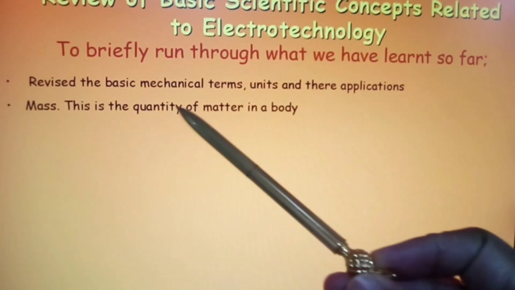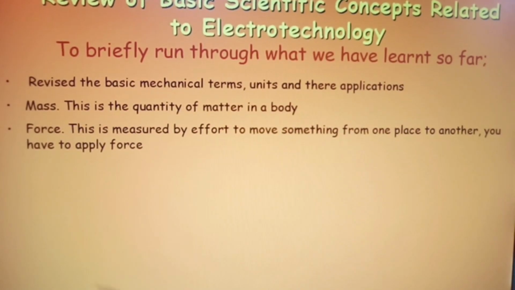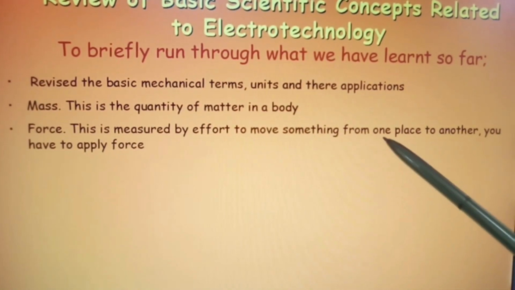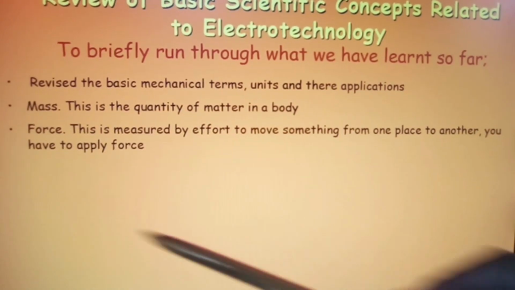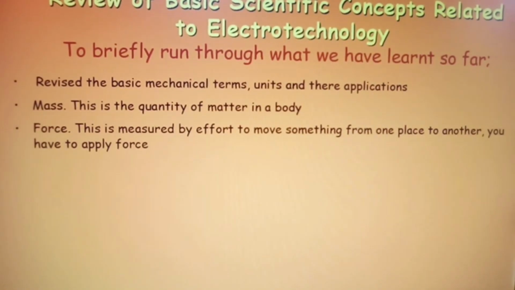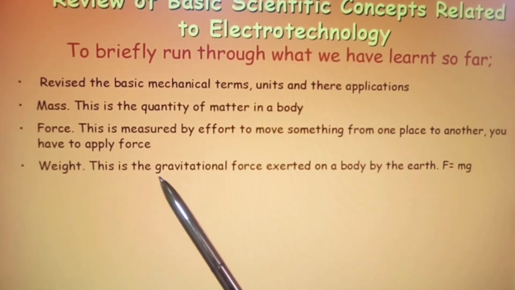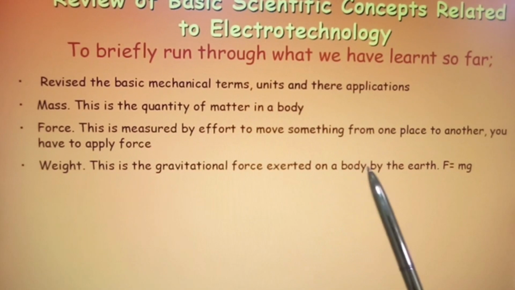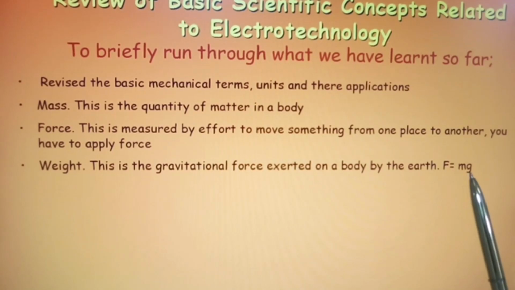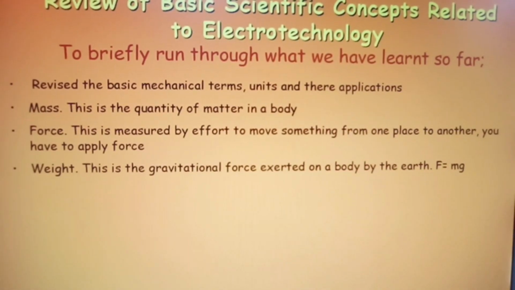Mass. This is the quantity of matter in a body. Okay. Force. This is measured by effort to move something from one place to another. You have to apply force. Okay. Now weight. This is the gravitational force exerted on a body by the earth. F equals mass times gravity. F equals mg. Force equals mass times gravity. Okay.